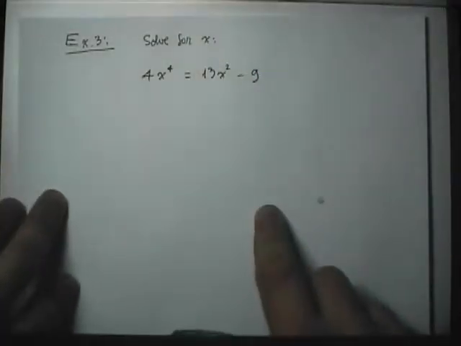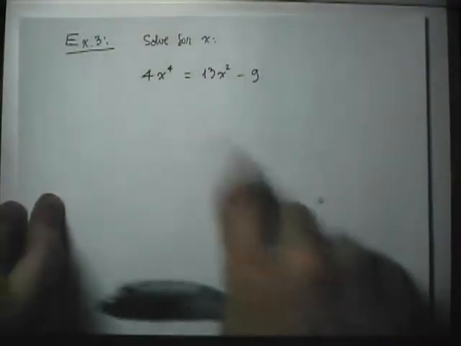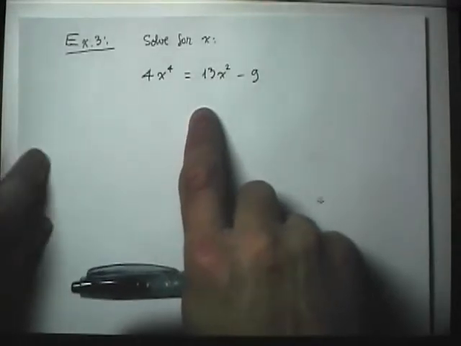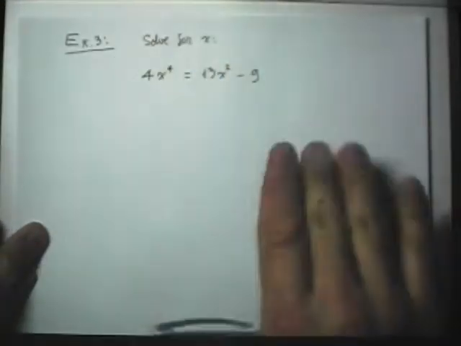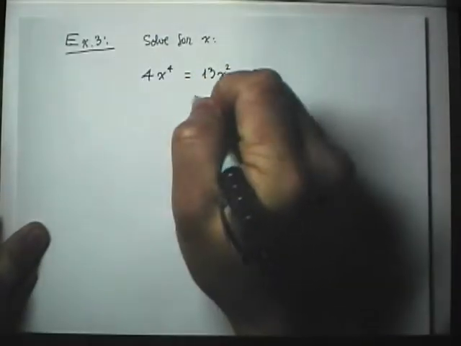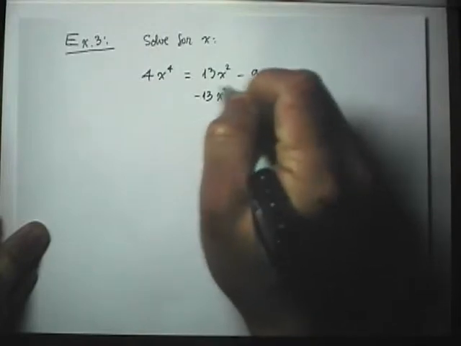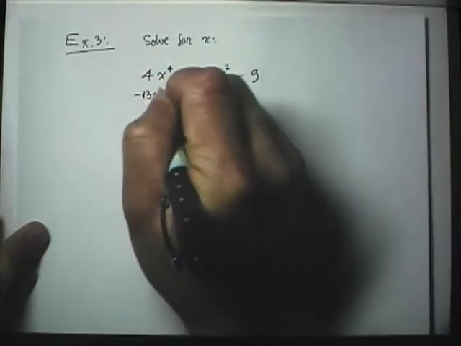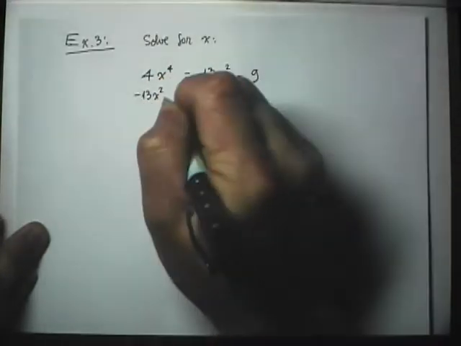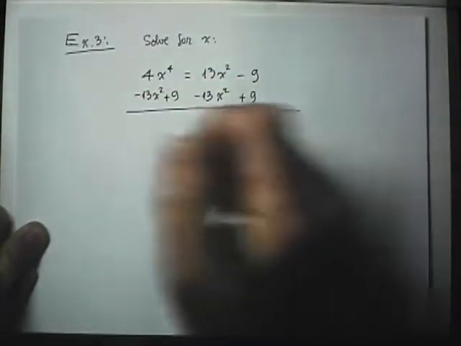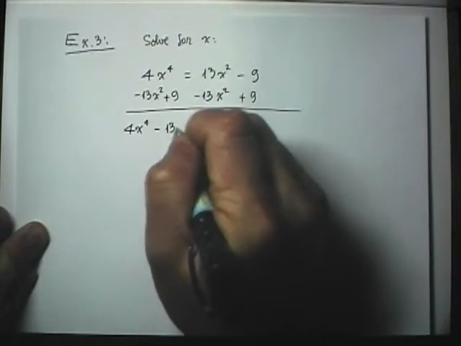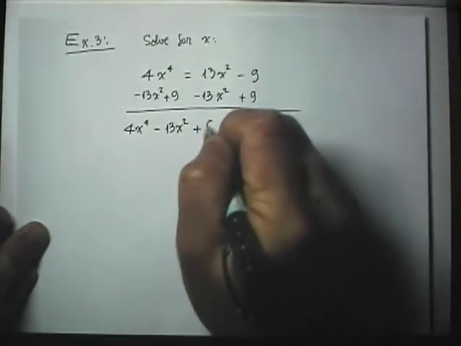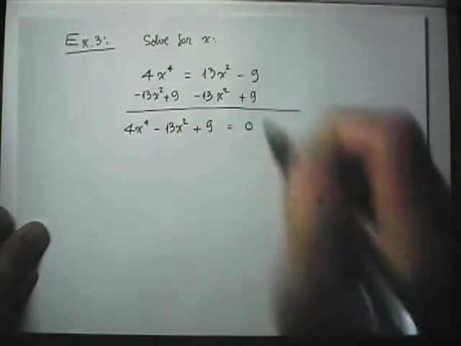Okay. So now for this equation, once again, before we can start out with any substitutions, what I can see here is that I'm going to need to rearrange all the terms from the right hand side and bring those all to the left hand side of the equation. So what I need to do is subtract 13x squared from both sides, and add 9 to both sides at the same time. And here I'm going to end up with 4x to the fourth minus 13x squared plus 9 equals 0.